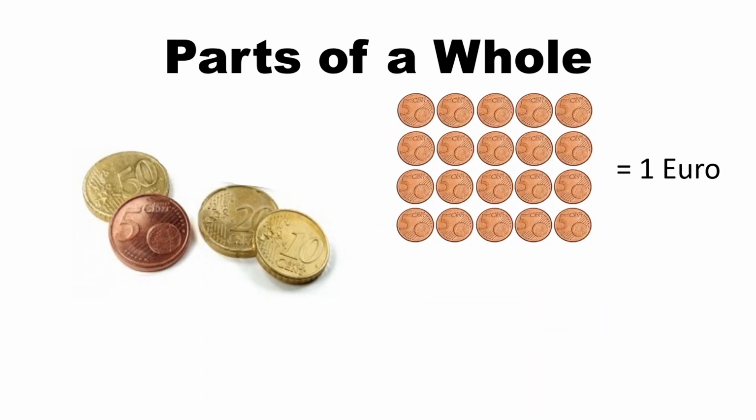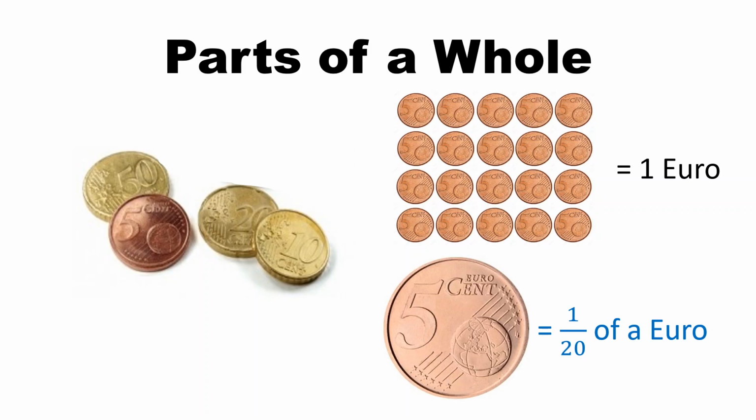And how many 5-cent pieces does it take to make a euro? Go ahead and count them if you need to. Remember, a euro is 100 cents. It takes 20 5-cent pieces to make 1 full euro. So that means that 5 cents is 1/20th of a euro.